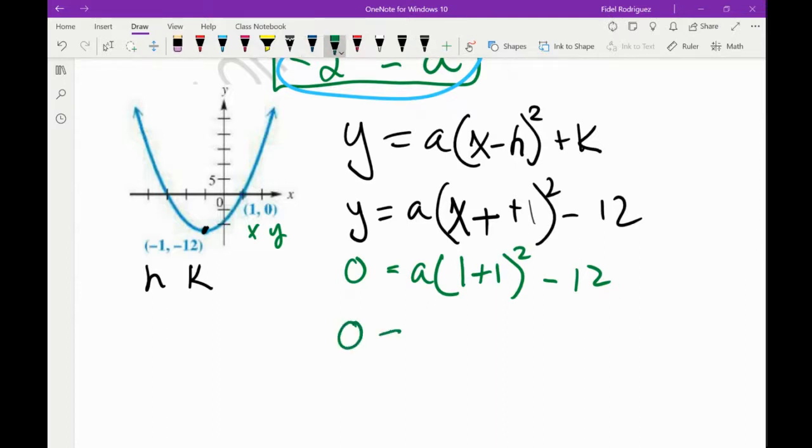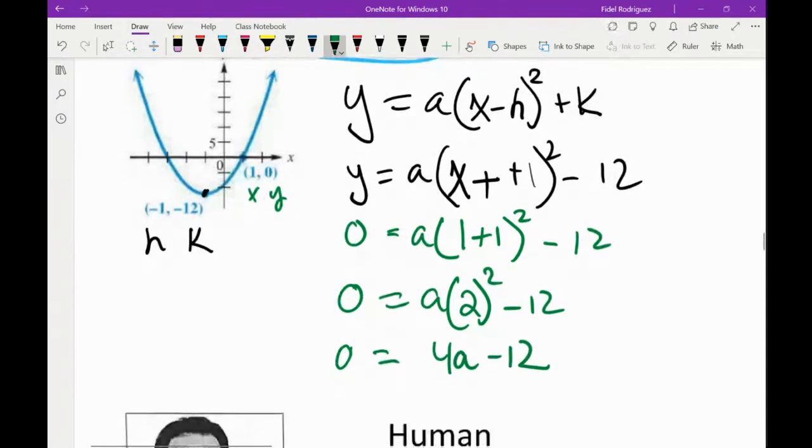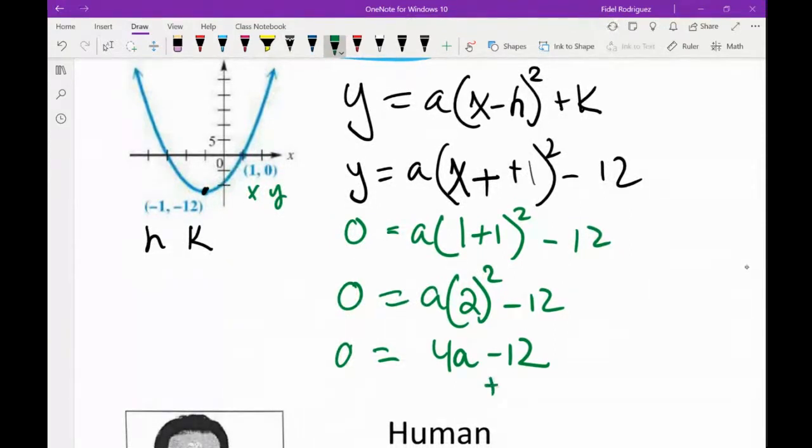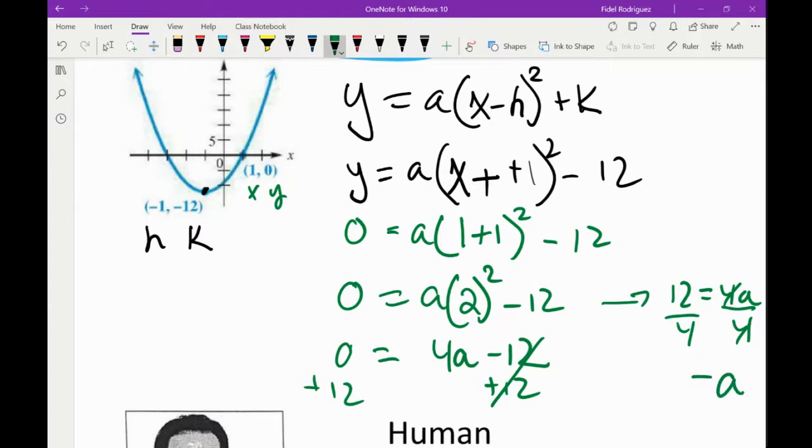Keep writing the wrong numbers. All right, let's go slow. So let's see. 1 plus 1 is 2 squared minus 12. 2 squared is 4, so that's 4a minus 12. Okay. I'm going to go ahead and add 12 to both sides. So over here, this is going to give me 12 equals 4a, because I'm adding 12 to both sides. And then we'll divide both sides by 4. Anybody know how many times 4 goes into 12? 3 times, right? Good. We got this part here.